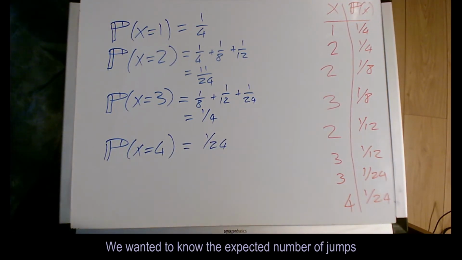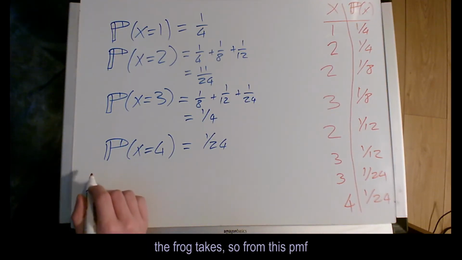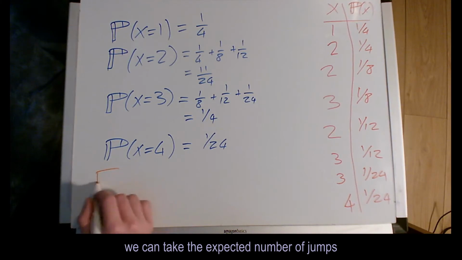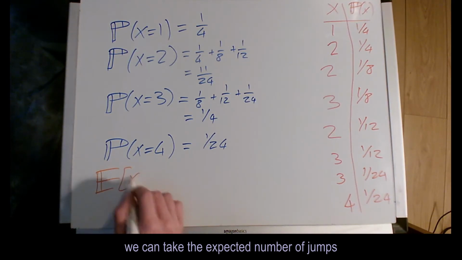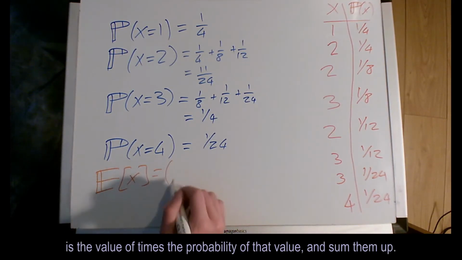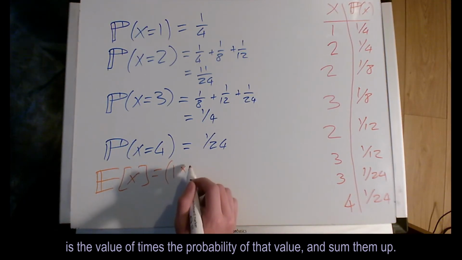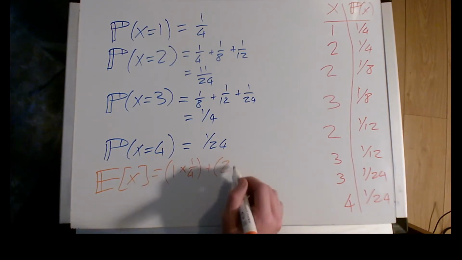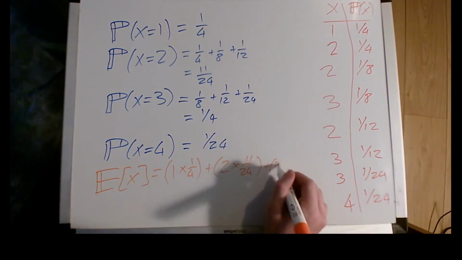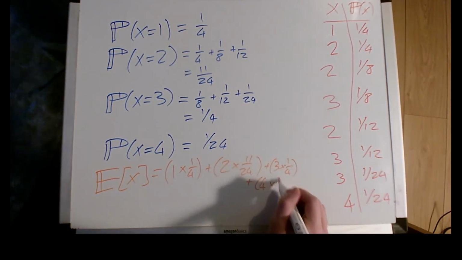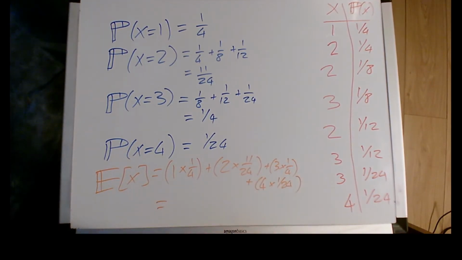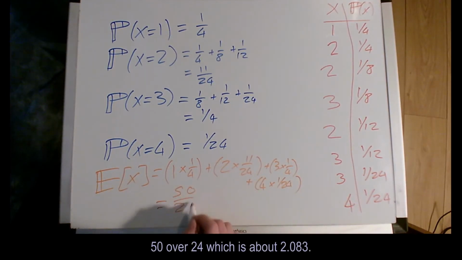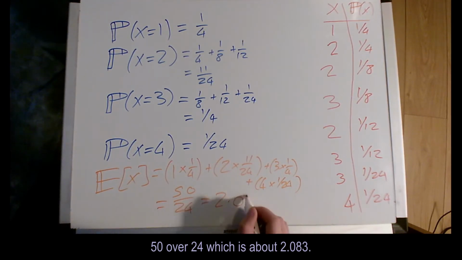We wanted to know the expected number of jumps the frog takes, so from this PMF the expected number of jumps is the value times the probability of that value, and sum them up. That is 50 over 24, which is about 2.083.